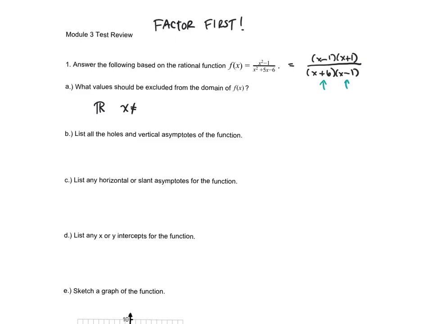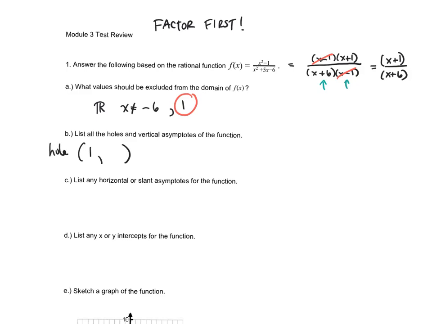So these two factors on the bottom will give us our exclusions. So we can't have negative 6, because negative 6 plus 6 is 0, and we can't have 1. Now, as far as holes, obviously this x minus 1 cancels. And then in lowest terms, our function is just going to be x plus 1 over x plus 6. So whatever cancels, that's going to make my hole. So this 1 is going to make my hole. So my hole in my graph is going to be 1 comma something.